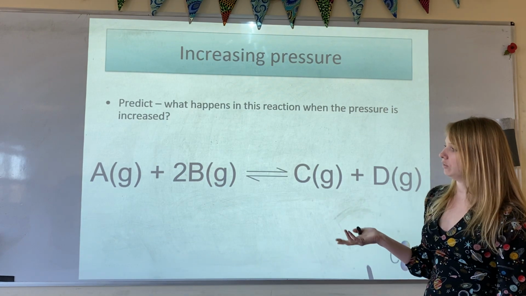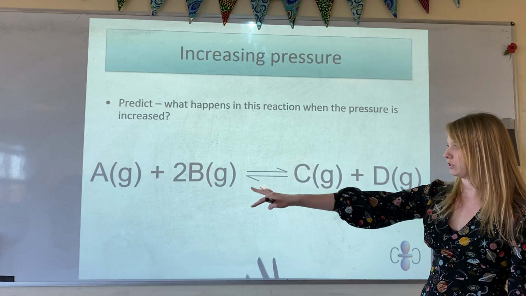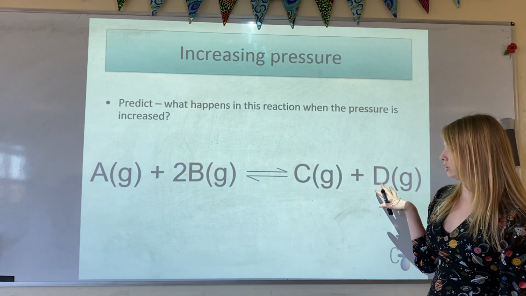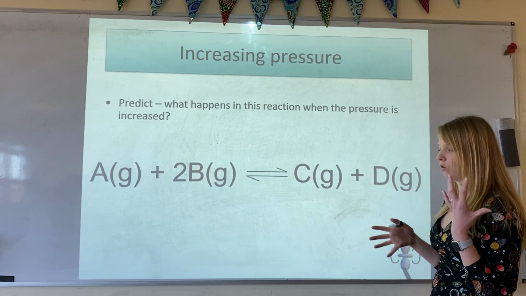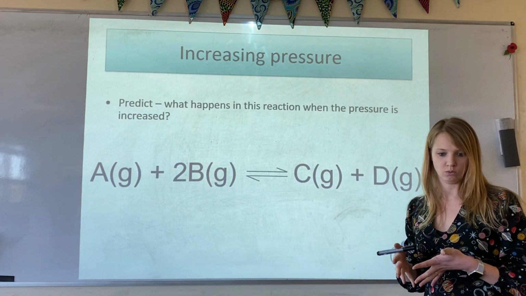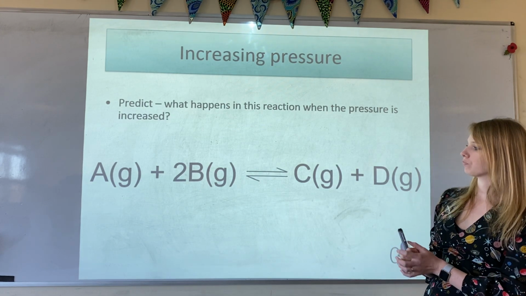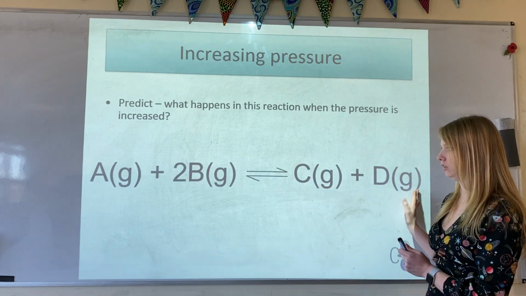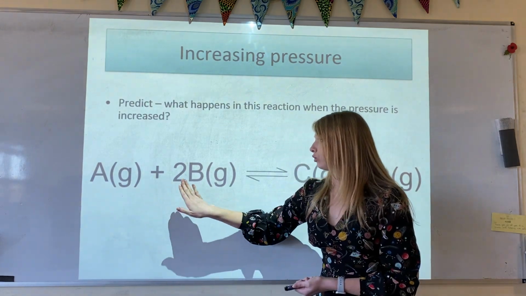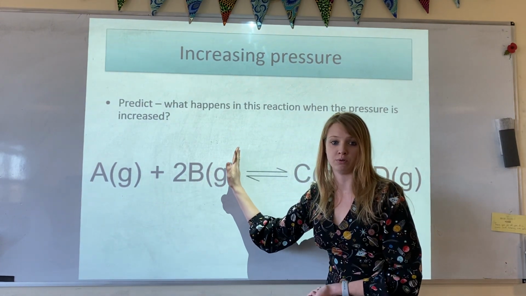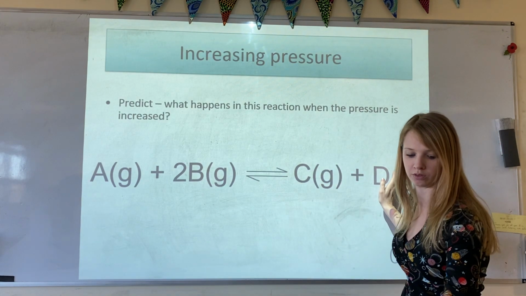So have a look at this example and see what you can think. I've got A plus 2B in a reversible reaction to make C plus D. If I increase the pressure, where will the equilibrium shift to? Which side has the fewest molecules? It would be this side, okay, because we've got 1, 2 molecules altogether, 1, 2, 3 molecules altogether. So the equilibrium will shift to the right, to the side with the fewer molecules.